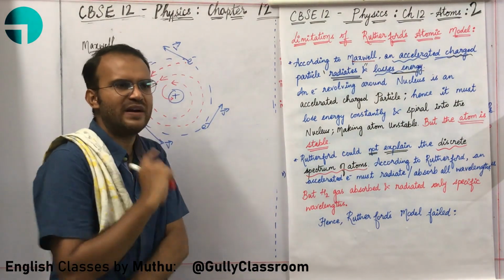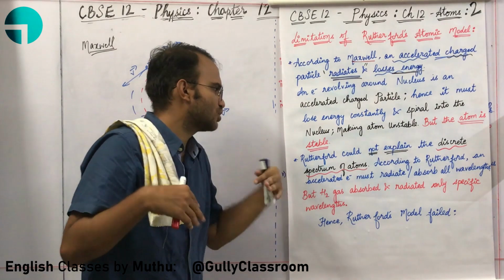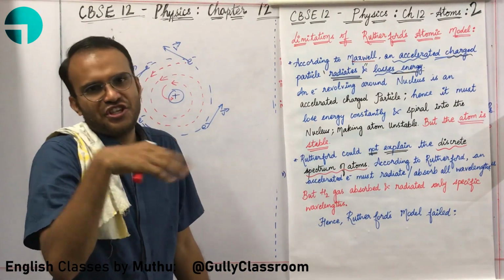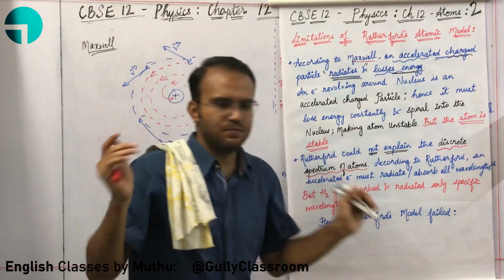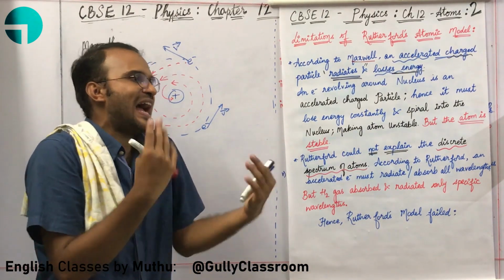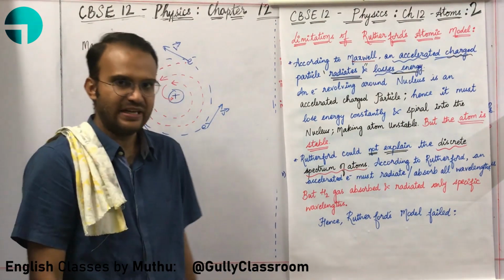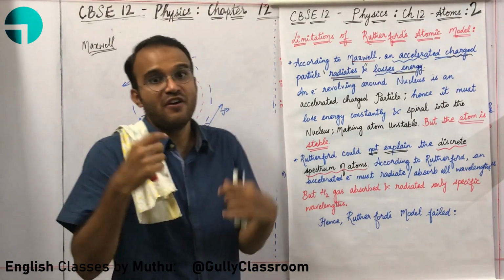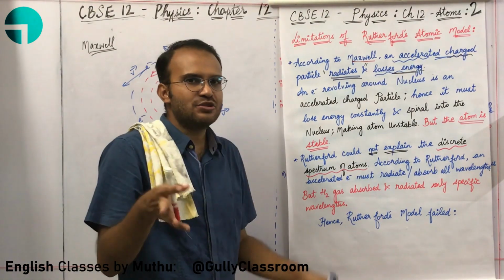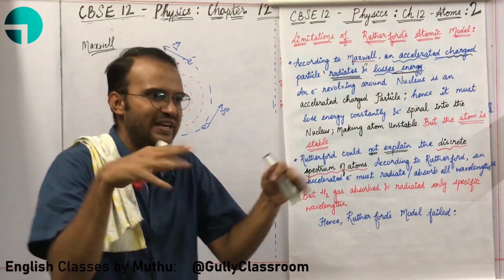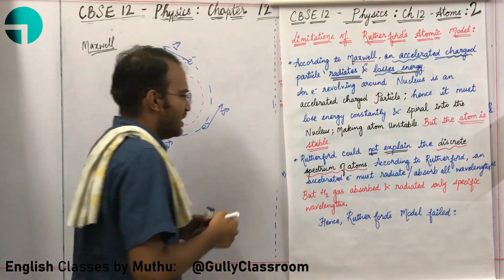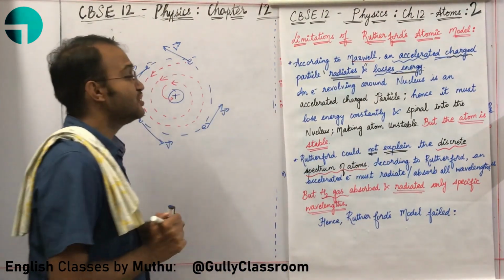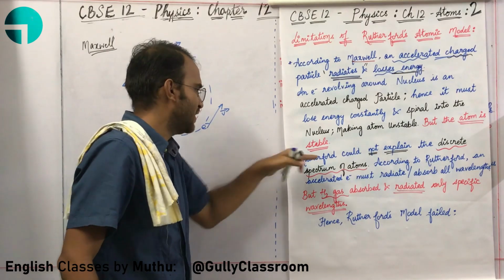What is the discrete spectrum of atoms? Rutherford thought that when an atom is emitting energy, it will emit all types of wavelength. Rutherford expected the atom to emit all types of wavelength, but the atom gave only very specific discrete wavelengths when giving energy. So the hydrogen gas absorbed and radiated only specific wavelengths. This was also not explained by Rutherford.